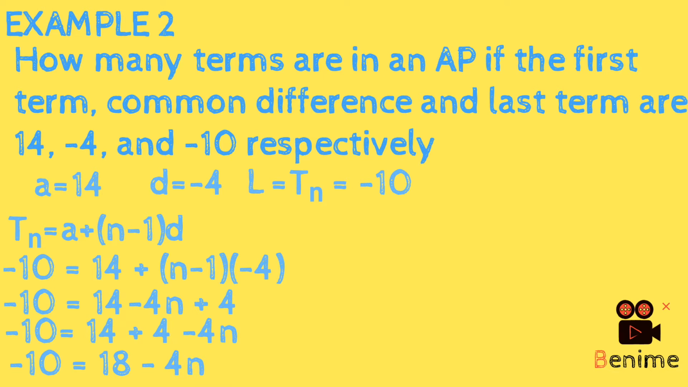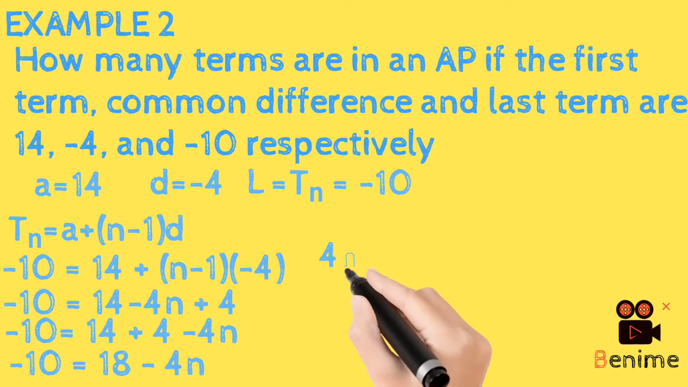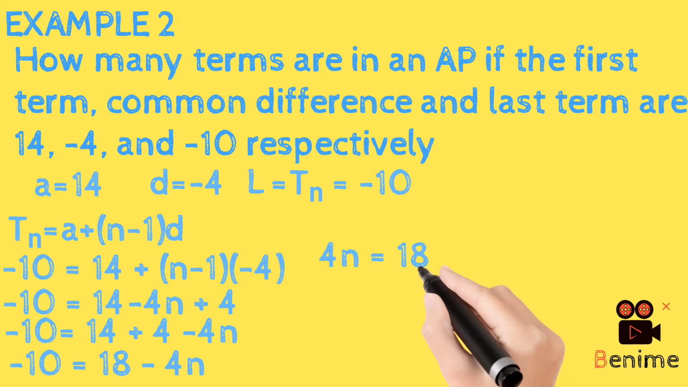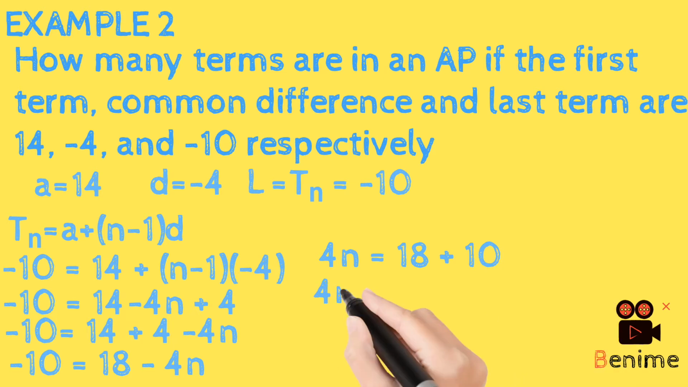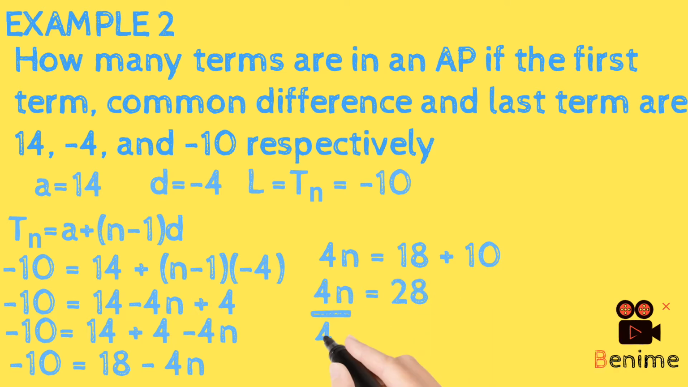Now collecting like terms, carrying minus 4n over to the other side and carrying minus 10 over to this side, you have 4n is equal to 18 plus 10. So 4n, 18 plus 10 is 28. 4n equals 28. Dividing both sides by 4, you find out that n is equal to 7. So n is the number of terms. So you have found out that there are 7 terms in the AP that we were given. So that's example 2.